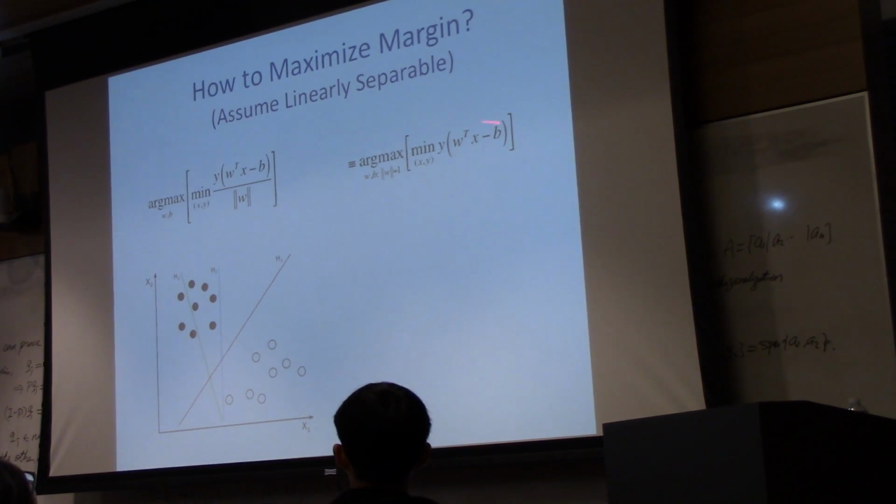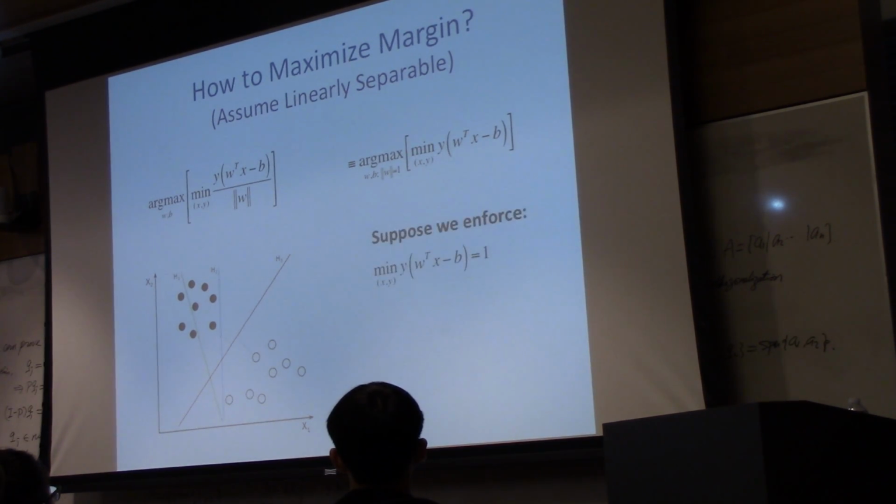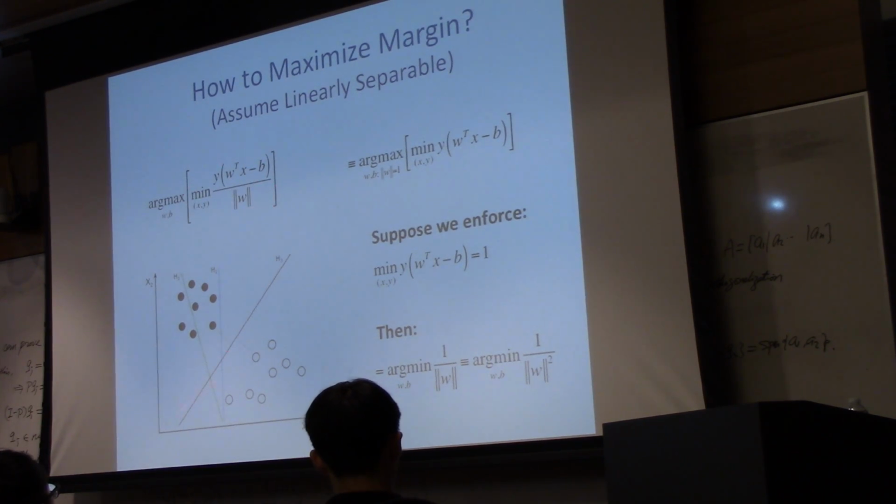Okay, but this is still, in some sense, a little bit hard to optimize because it's like a max over a min. Here's another formulation that's much easier to reason about mathematically. Suppose we enforce instead not that the norm of W was 1, but that the minimum margin is 1. I'm supposed to enforce that instead. Then it turns out that finding this hyperplane with this constraint is equivalent to this.